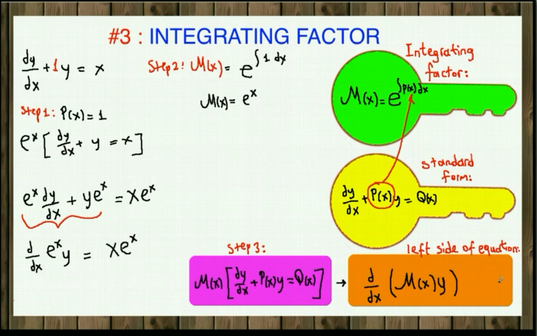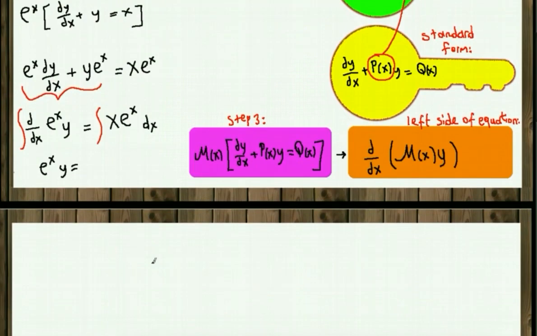Now we are going to integrate both sides. Our next step is to integrate both sides. Here, integral and derivative cancel each other. And what we get is e to the x times y equals the integration of x times e to the x with respect to dx. So let's do it here. Integration of x e to the x is an integration by parts technique.